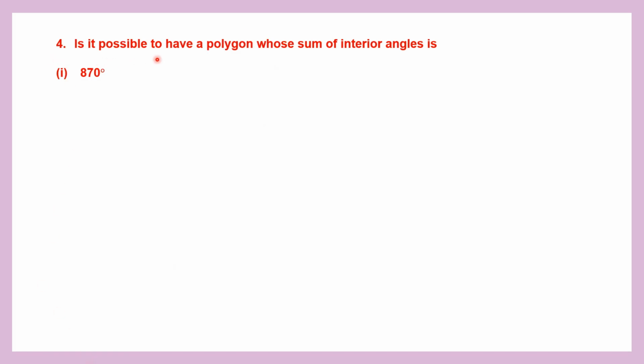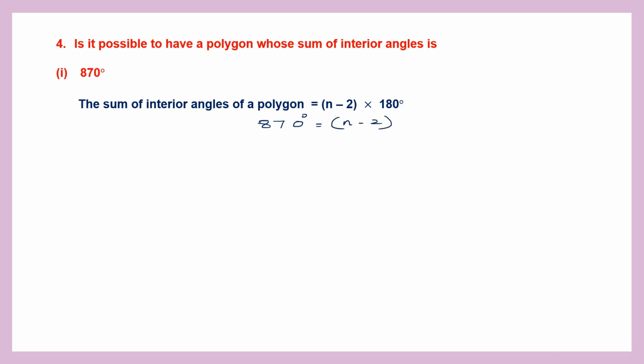Question 4. Is it possible to have a polygon whose sum of interior angles is 870 degrees? Is it possible to have a polygon like that? Okay, to find that out, we have to use this formula, that is the sum of interior angles of a polygon, which we already know. So let's take this as the sum of interior angles as given in the question. Okay, so I'm going to write 870 degrees here. And according to this formula, (n minus 2) into 180 degrees. Now what we are going to do is find the number of sides.